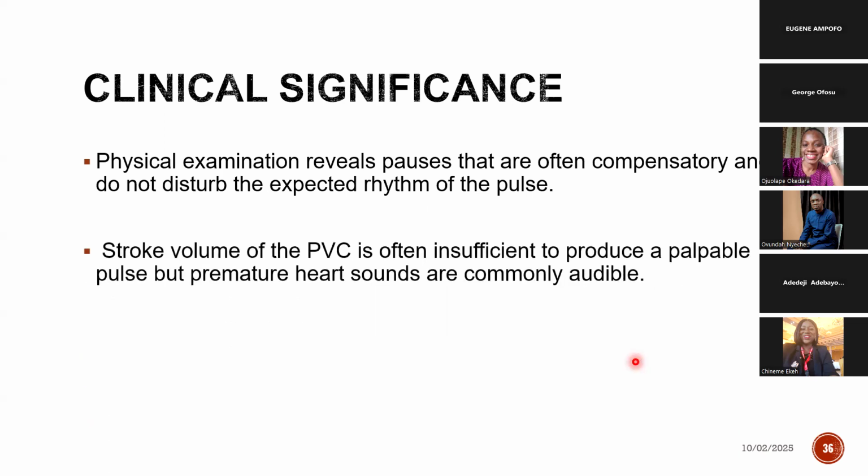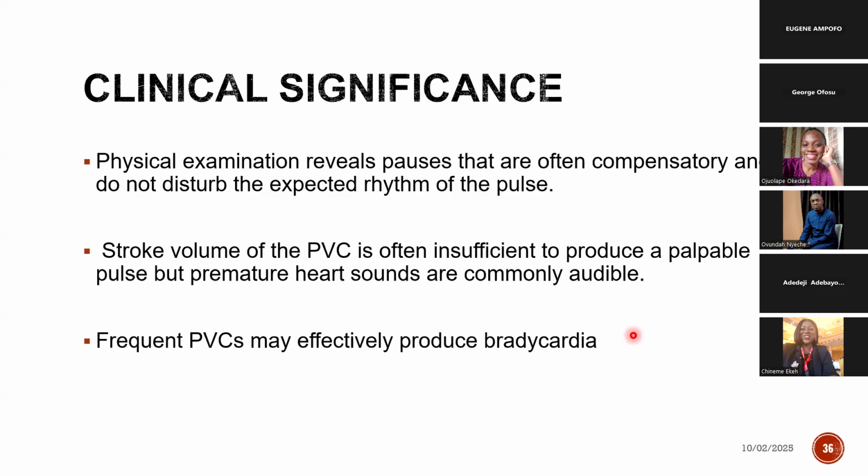So physical examination usually reveals pulses that are often compensatory and do not disturb the expected rhythm of the pulse. And usually on physical examination, one is not able to palpate the PVCs, even though you may feel an irregular pulse. The actual PVCs will not be palpated, and this is due to the fact that the stroke volume of the PVC is often insufficient to produce a palpable pulse. But the premature heart sounds are commonly audible to auscultation.